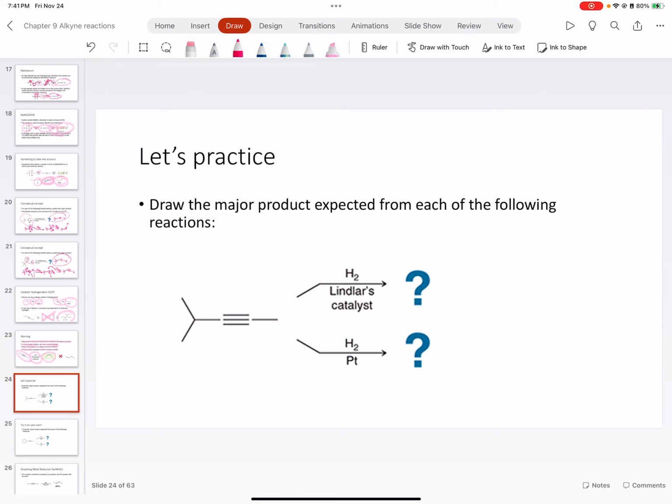So let's practice. Let's draw some major products. We said that when we do a Lindlar's, we get cis, right? So if we get this, we get a cis alkene. But if we use this, we get an alkane, right? Since they want an alkene and they want it to be cis, you can just draw it this way, since cis means that they're going to be pointing in the same direction. And then H2, Pt.